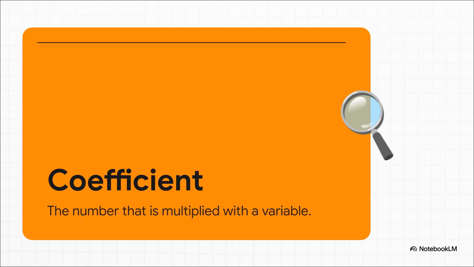And our third and final building block is the coefficient. This is the number that's right next to a variable, the one that's being multiplied by it. You can almost think of it as the variable's sidekick. It tells you how many of that variable you're dealing with.